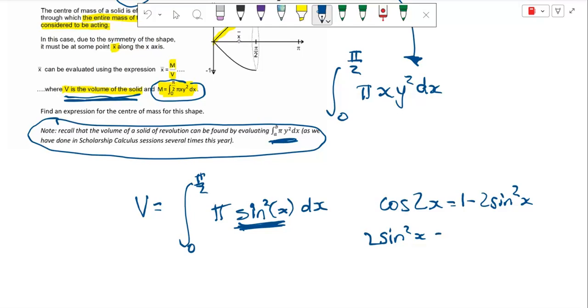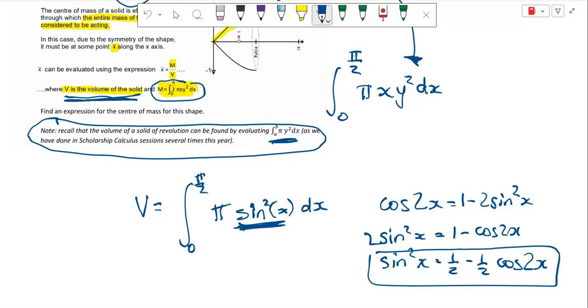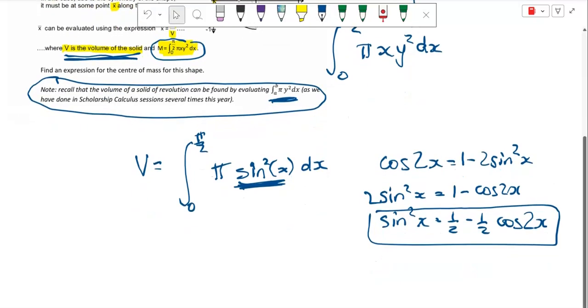So first of all, 2 sine squared of x is equal to 1 minus cos of 2x, and that gives me sine squared of x is equal to a half minus a half cos of 2x. Now this was actually pretty well done. I was really pleased with how you guys went with this in the exam. I feel like I've hammered in the double angle cosine lots and lots this year.